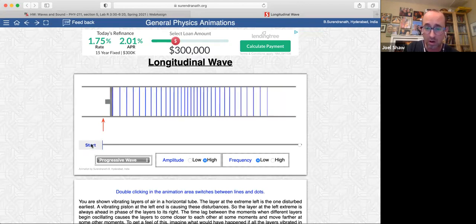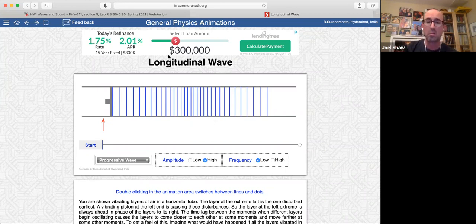Let me hit start. Okay, so this is pretty close to what I've got. It's not quite perfect. I don't have a whole wave here. I don't have absolute max rarefaction because this hasn't returned to equilibrium, but it's pretty close. And that's all I need to understand what's going on.